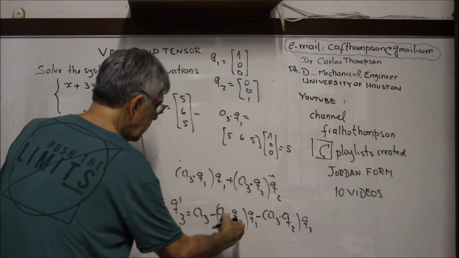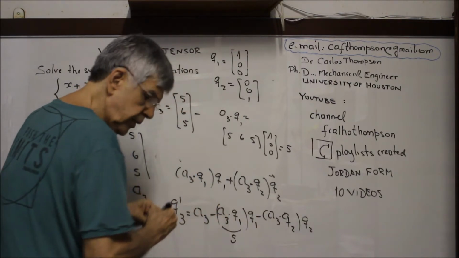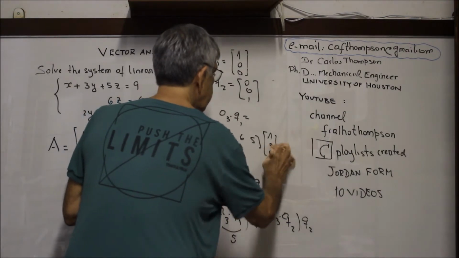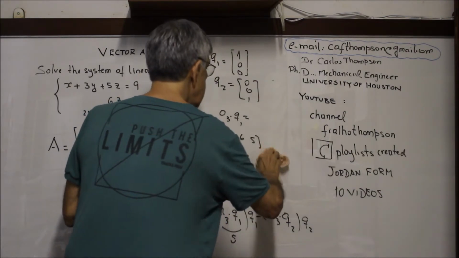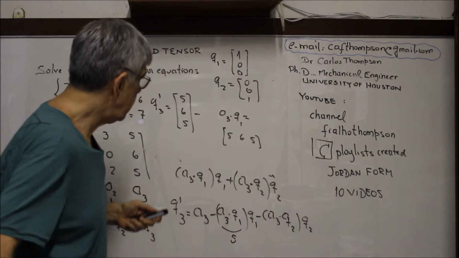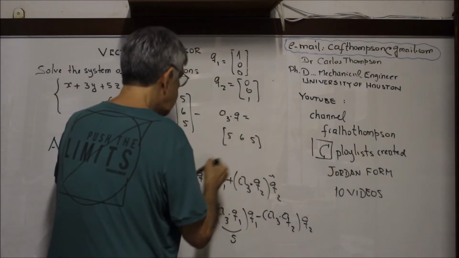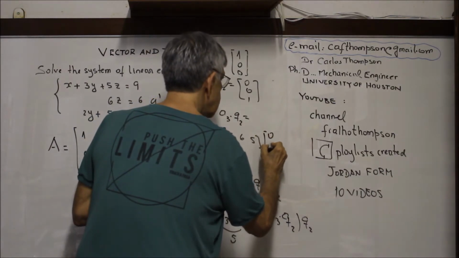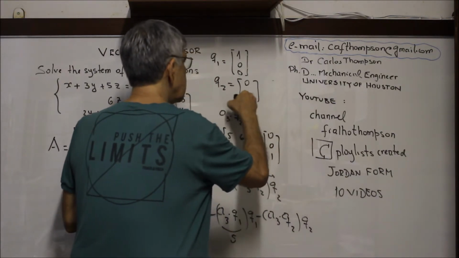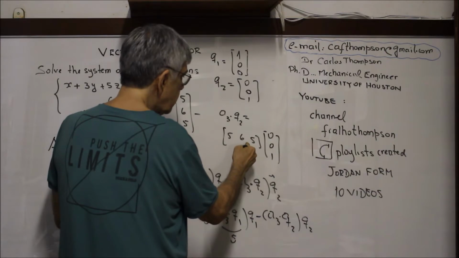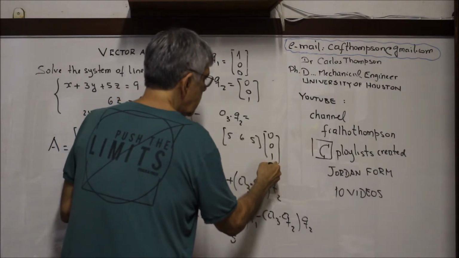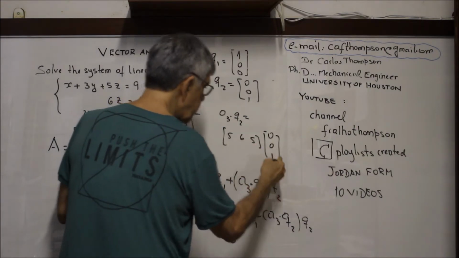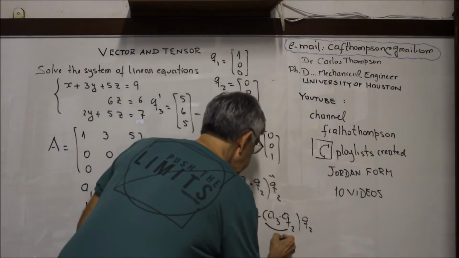5 Q1. Okay? Now, A3 dot Q2. I already have Q2 here, so this will be A3 dot Q2. Then Q2 is 0, 0, 1. Okay, this row times this column. This will be 5 times 0 plus 6 times 0 plus 5. This is also 5.